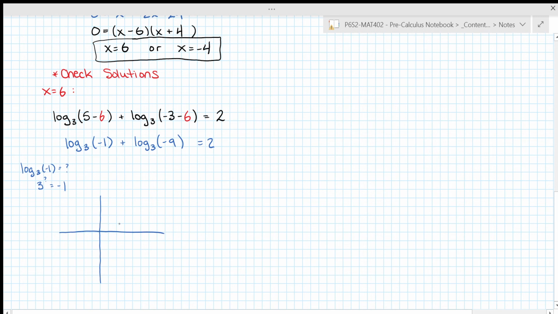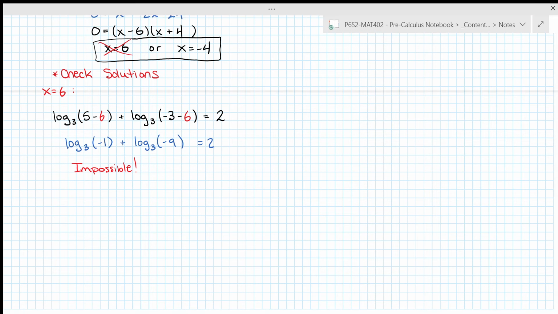It has to be something like this. You can never put negative things into a logarithmic function. So if I get a negative answer or a negative argument for the log, that's not possible, right? This is an impossible thing. So that x equals 6 doesn't work.